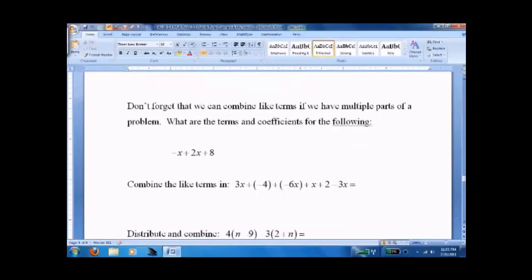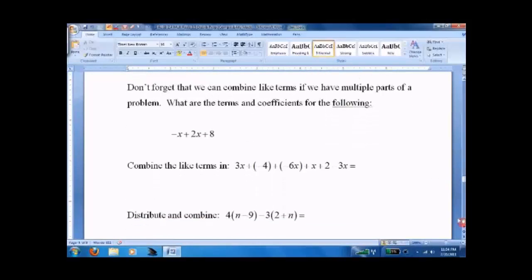And don't forget that we can combine like terms if we have multiple parts of a problem. So for example, here we have negative x plus 2x plus 8. Well, each piece is a term, so there's 3 terms here. 1, 2, 3. The coefficients are just the numbers that are out in front of anything with a variable. So this is a coefficient of negative 1. This is a coefficient of 2. There's no coefficient there because that's what we just call a constant.